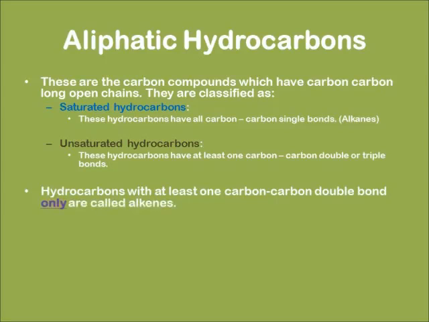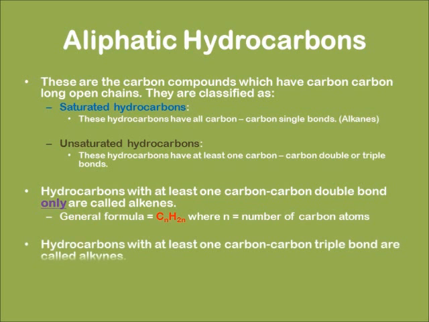Hydrocarbon with at least one carbon-carbon double bond only is called an alkene, and their general formula is CnH2n. The hydrocarbon with at least one carbon-carbon triple bond is said to be an alkyne, and the general formula for an alkyne is CnH2n-2.